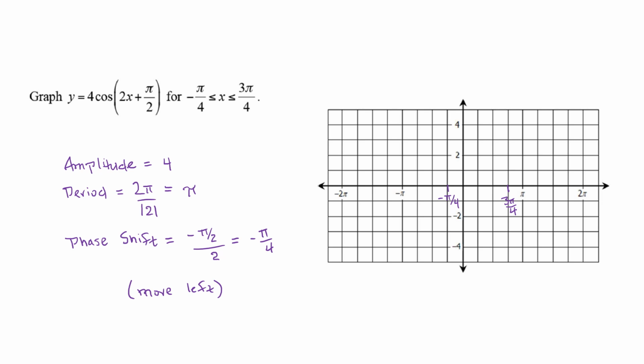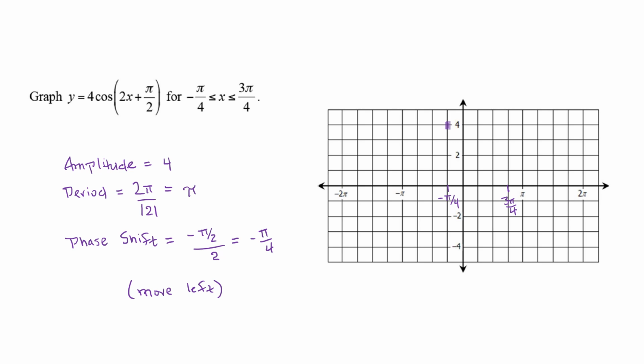Okay, so our amplitude here now is 4 instead of 1. So this is very similar to the last graph, except our interval has changed. Our period is now half of what it was before, and our phase shift is now pi over 4 instead of pi over 2. Okay, so at negative pi over 4, we're going to start at 4 on the y, so we'll start up here.